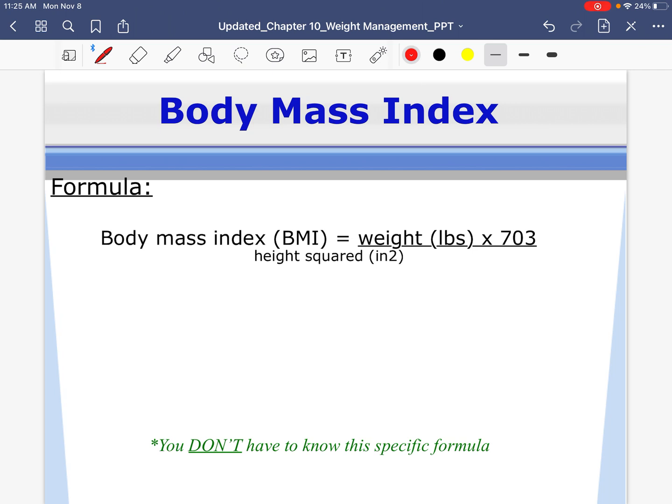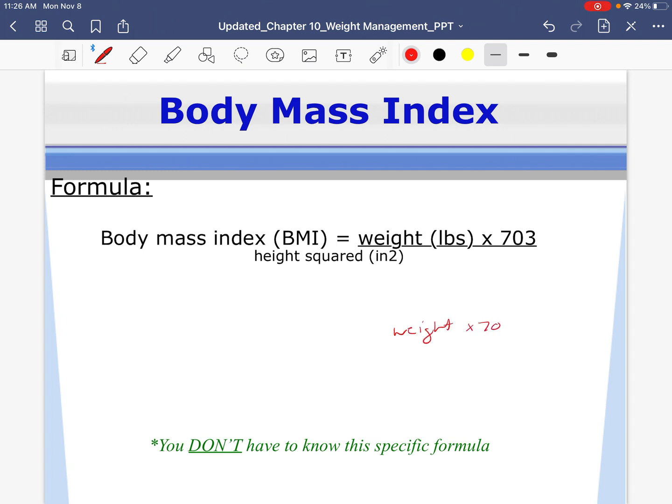So as I said in the previous video, there's a lot of accuracy problems with body mass index. It's not very accurate in many ways. However, it is used very commonly because it's easy, and doctors and researchers can use it because we have a large number of people. It's pretty much the only way you're going to be able to get any data like this. So we're going to talk about what body mass index is.